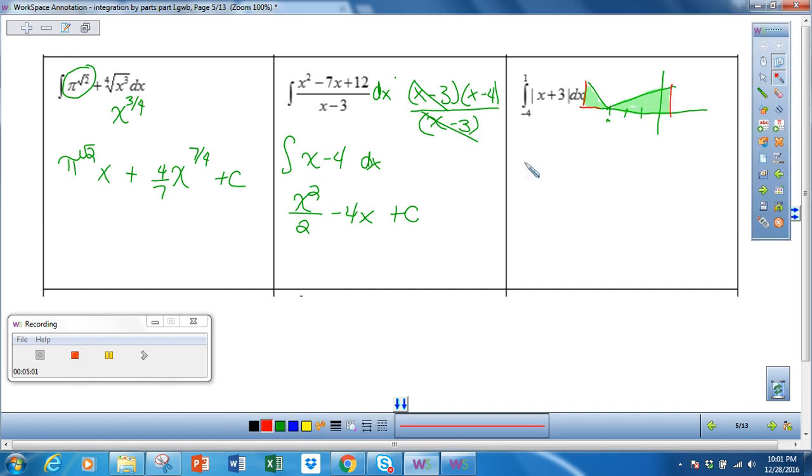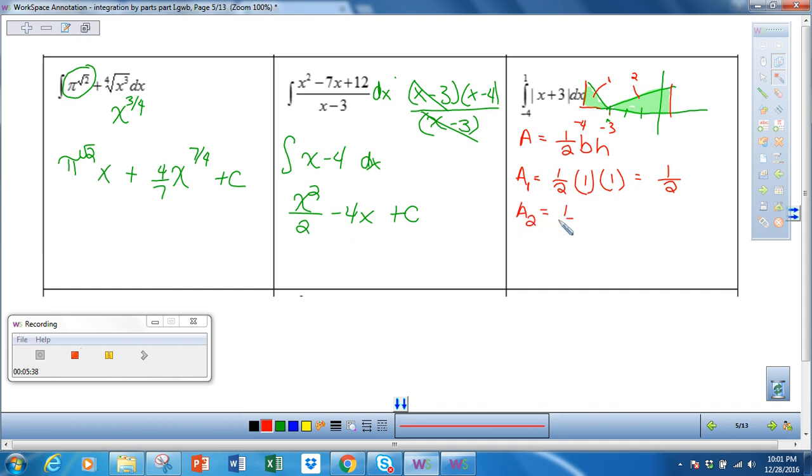Okay, so to do that, I have to remember that the area of the triangle is 1/2 base times the height. And if I call this 1 and this 2, then the area of 1 would be 1/2. The base is the difference between, this is -3, this is -4. The base is this distance, which would be 1. The height, I get the height by evaluating -4 in this expression. So if I put -4 plus 3, I get -1. Take the absolute value of that, I get 1. So this area is 1/2.